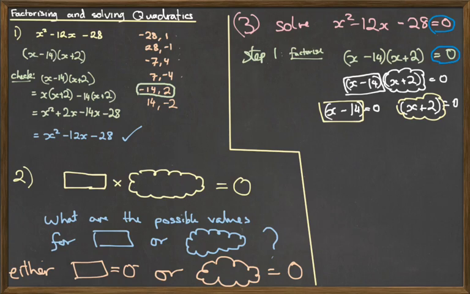Boom. So now we just continue. Now we've got two very simple equations. The first equation is, well, x minus 14 is 0. Well, that means that x is 14.